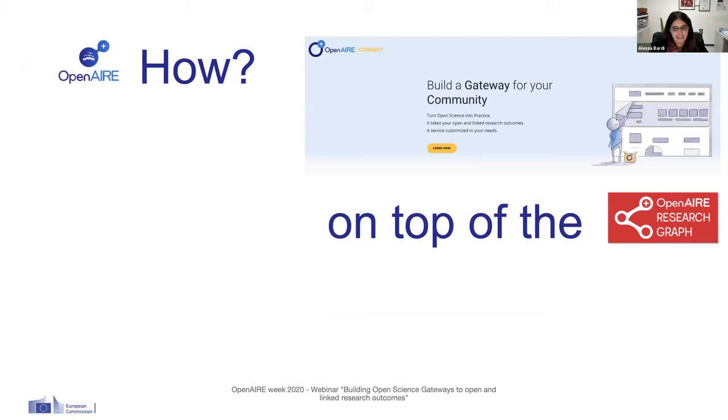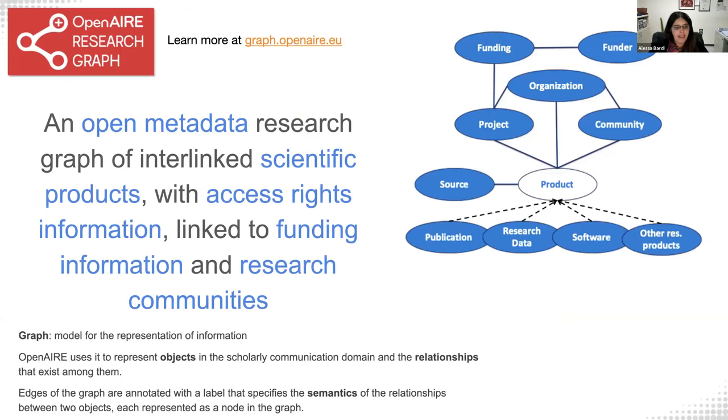How do we do this? We do this by building open science gateways, open research gateways for the communities. And these are built on top of the OpenAIRE graph. What is the OpenAIRE graph? It's an open metadata research graph of interlinked scientific products with access rights information, with links to funders and grants and research communities.